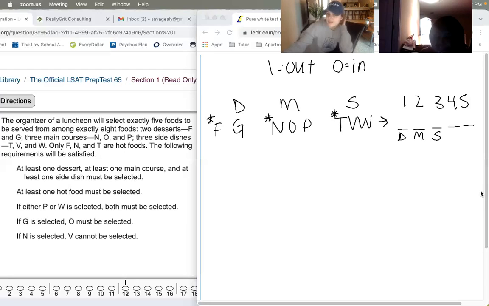Next rule says at least one hot food must be selected. What did you do about this rule? I think I combined that with the minimum shorthand and put it with the rest of them, because I wrote 1 HD. Okay, yeah. This one's a little bit harder to notate, or put directly into your diagram, because we can't really assign one of our spots to a hot food.